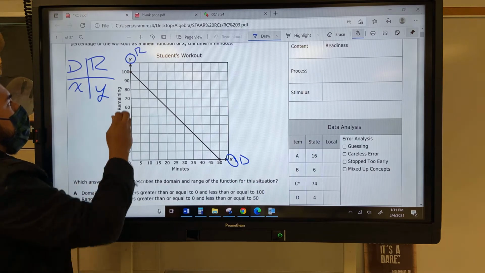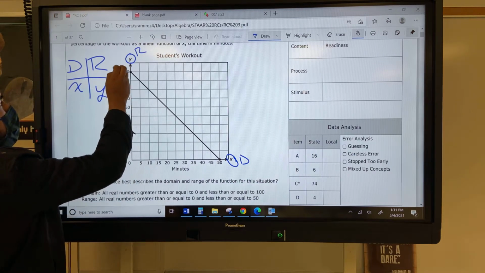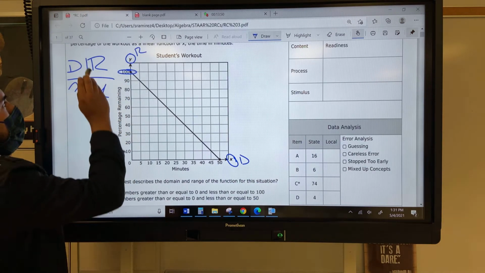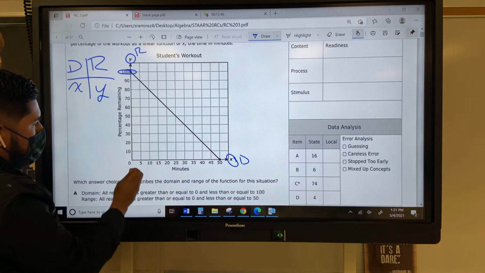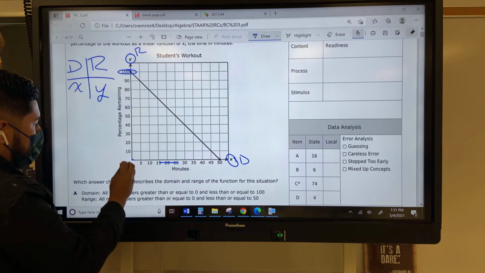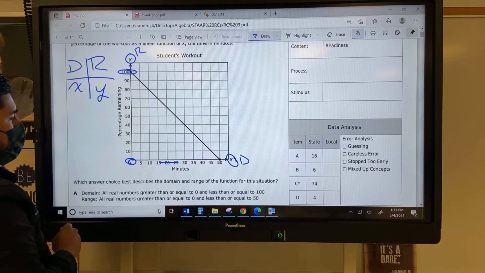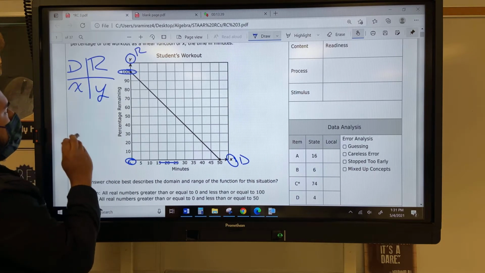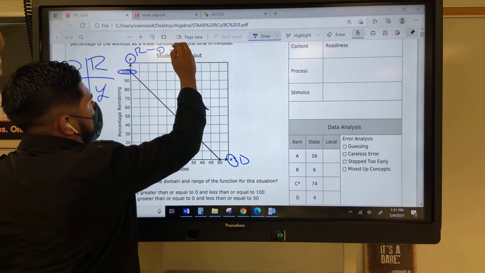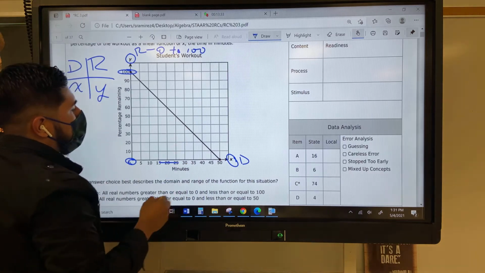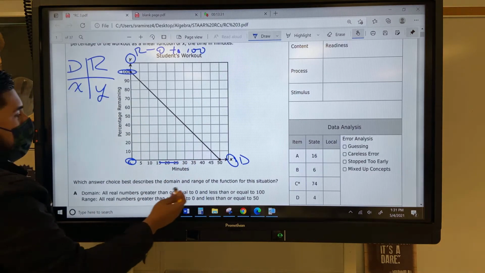If we look at the range, we should know that it's starting at 100. Where does the range finish? If we're looking at this line, this point is at 0. So we should be able to say, okay, 0 and 100 for our range. So I'm going to write that right here. 0 to 100. What about domain? Okay, we're looking at domain.